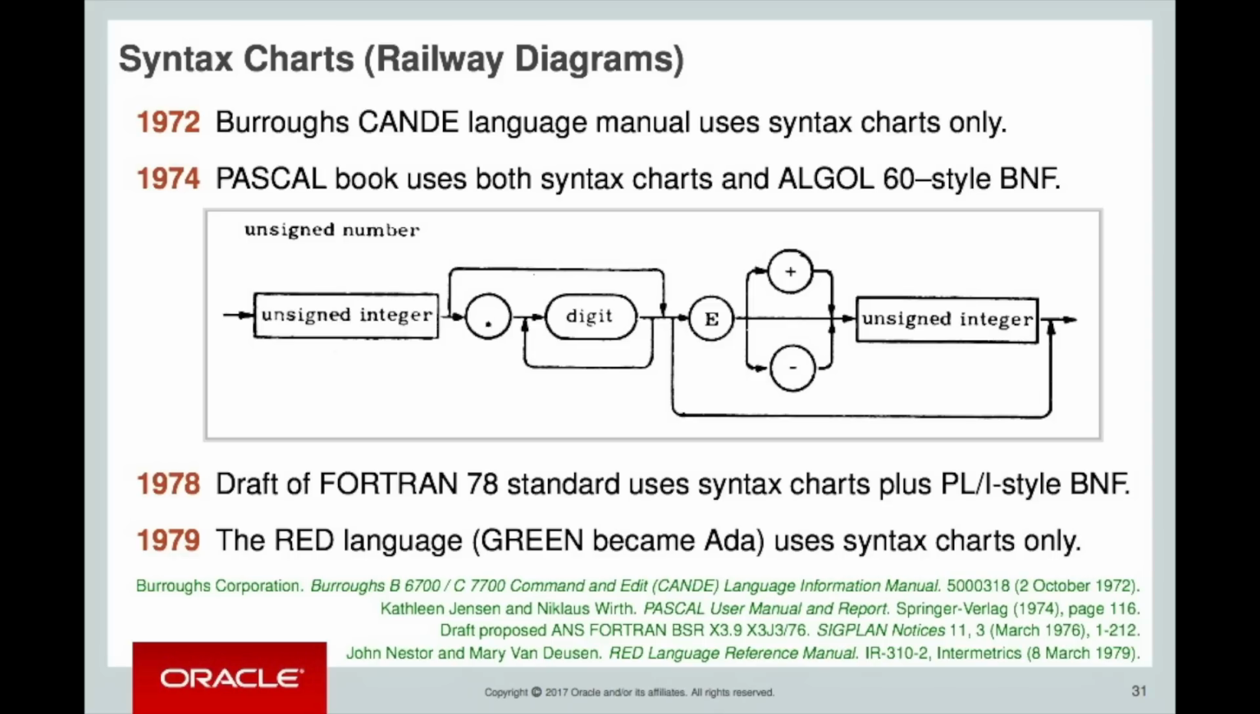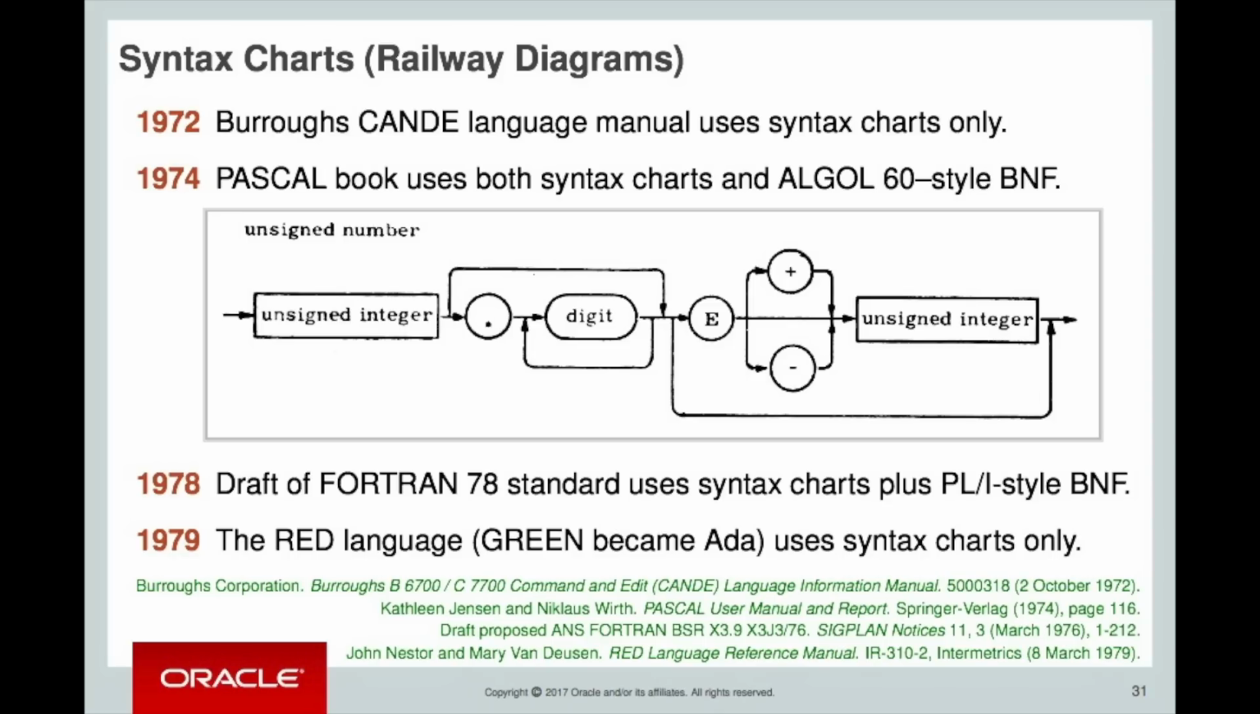The Fortran 78 standard, which was published in SIGPLAN Notices, used syntax charts plus PL/1 style BNF. And in 1979, the RED language used syntax charts only. So syntax charts were considered respectable enough to be used in a competitor to become Ada. Unfortunately, Red lost and Green became Ada, and nothing wrong with Green. But the point is, syntax charts were respectable by the end of the 70s, and then kind of died out in the early 80s.